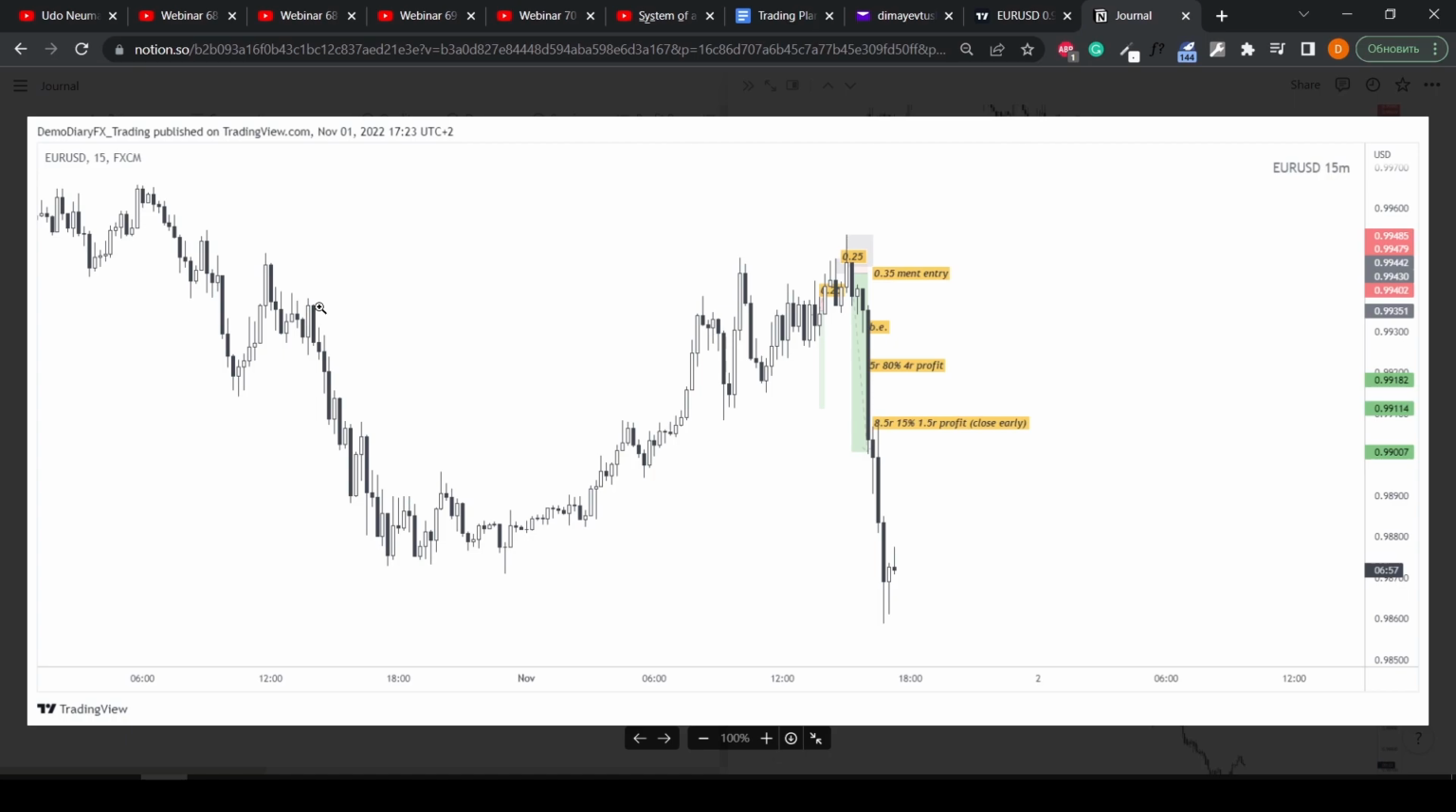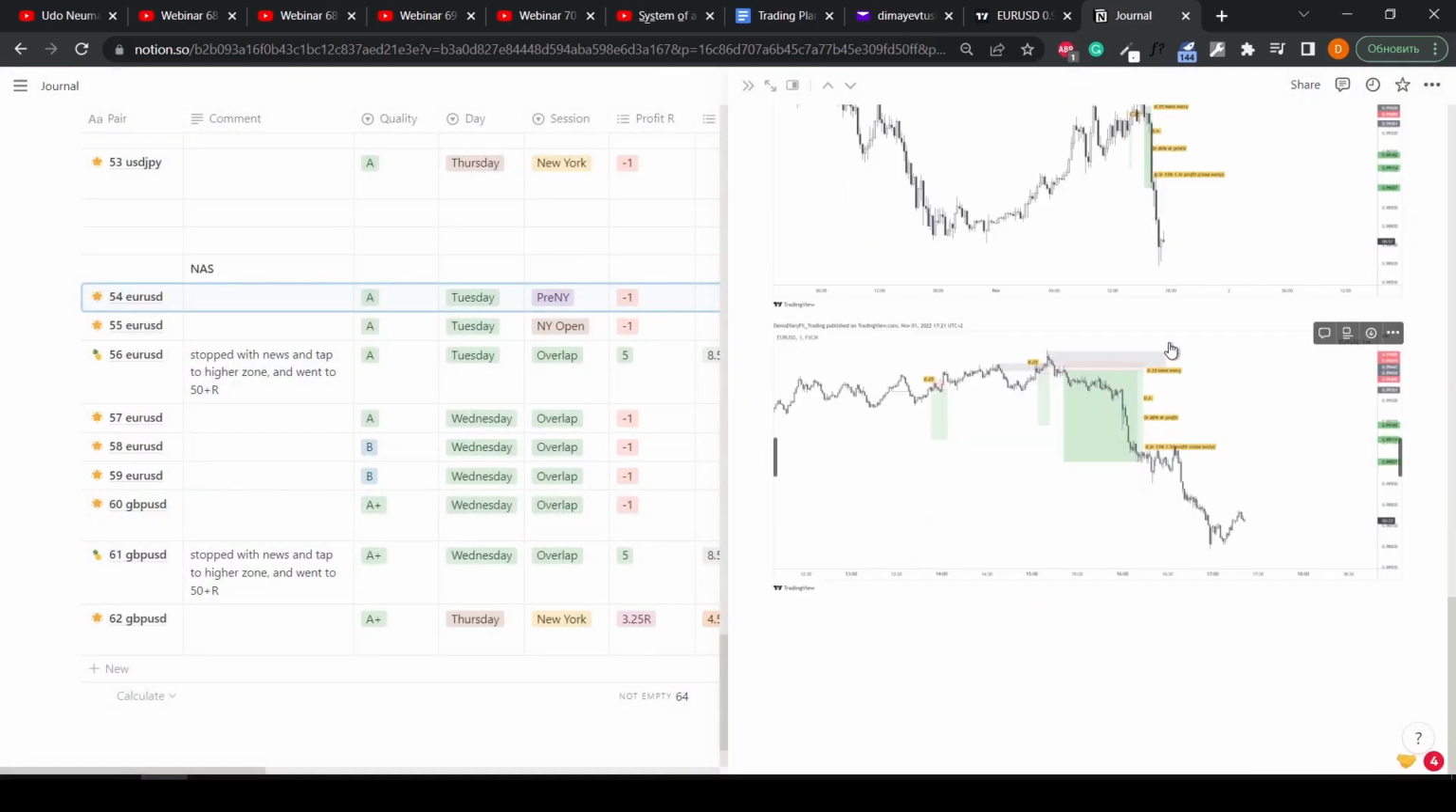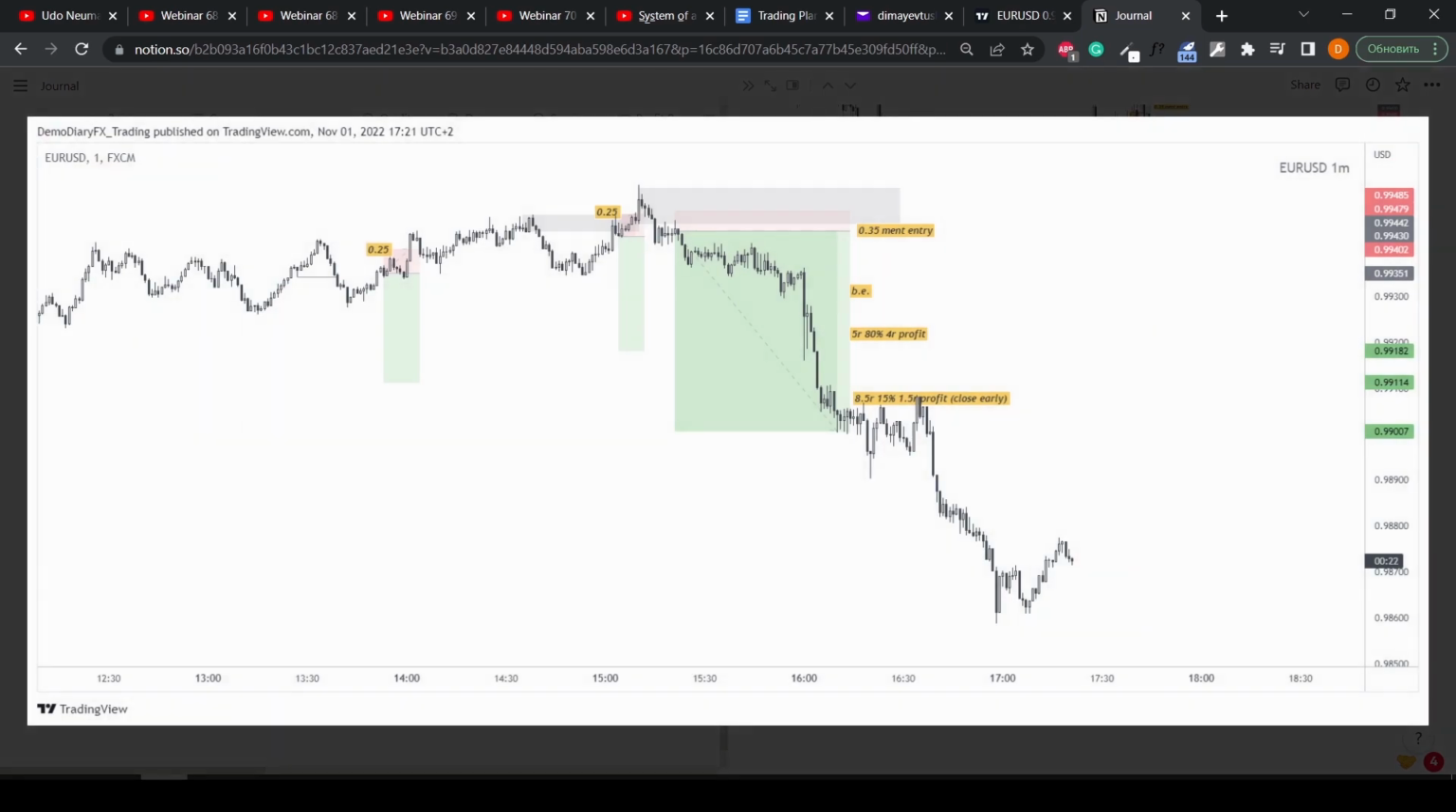Then on 15 minutes, I think this is the time frame we were against. So we are with the weekly, with the daily, with 4 hours, with 1 hour. Everything is bearish, but 15 minutes, as you can see, is bullish, but we can ignore it because it's a lower time frame, not so important. And now here you can see my entries.